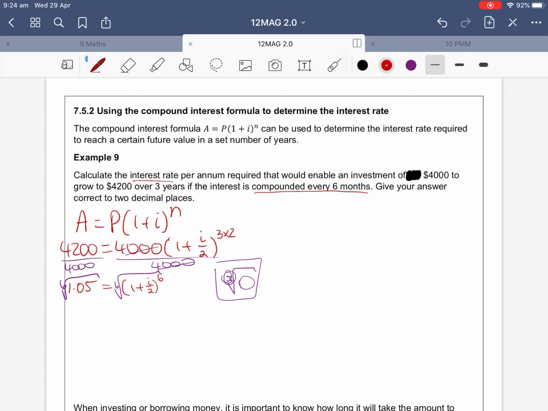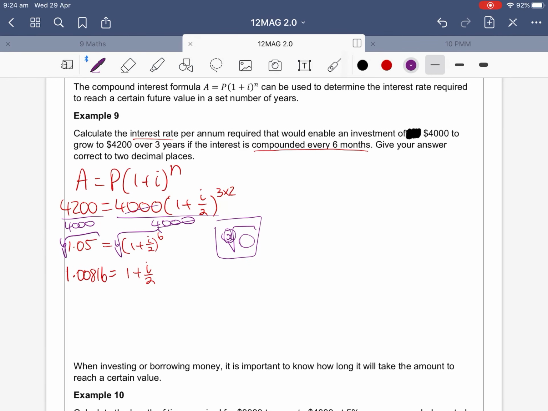All right, and that 6th root cancels out that power of 6 on that side there. So we end up on the left-hand side with 1.00816. Now I have rounded that number, is equal to 1 plus i on 2. Now I'm just going to keep rearranging. Minus 1 from both sides. 0.00816 is equal to i on 2.